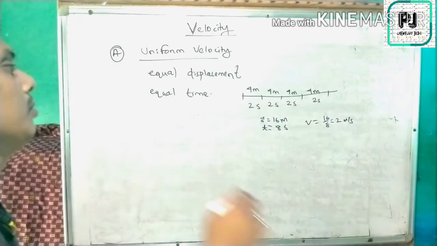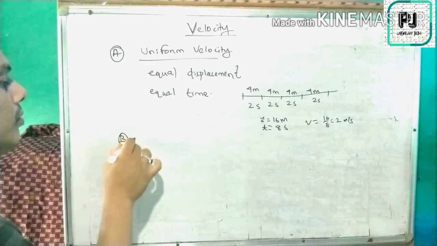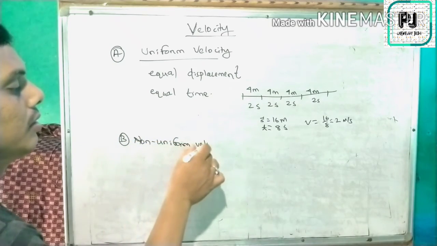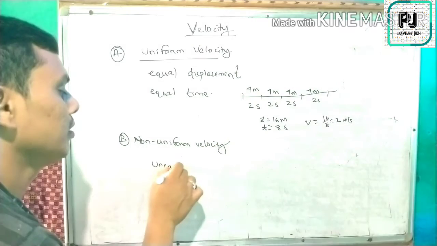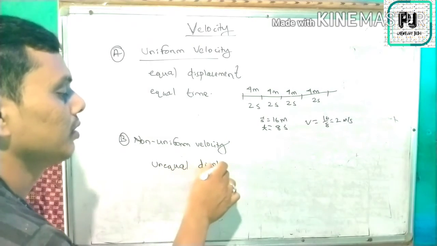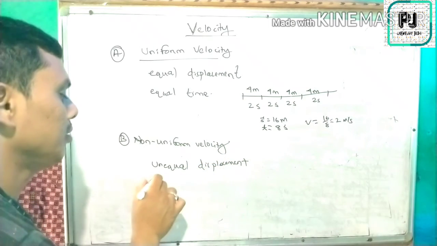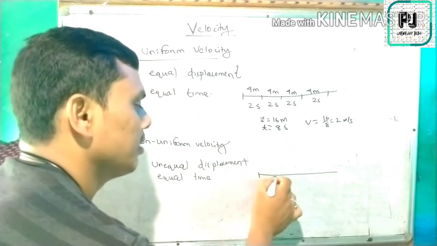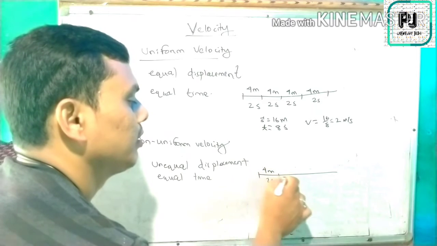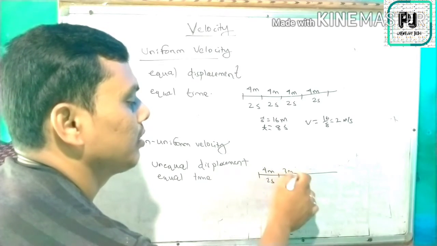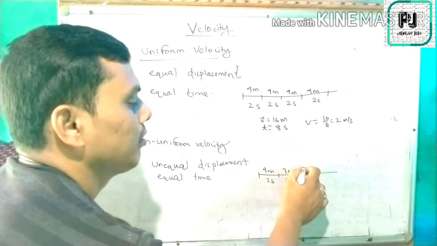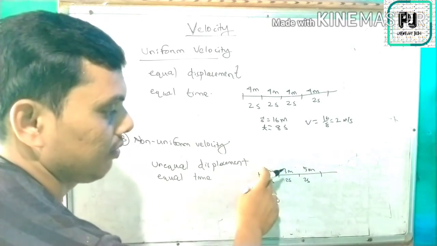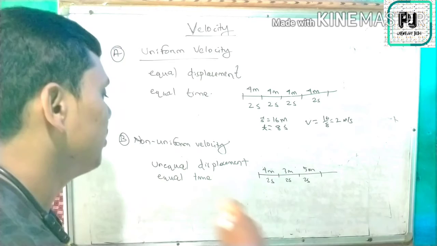Okay, now come to the non-uniform velocity. What is non-uniform velocity? Unequal displacement in equal time. That is, in every 2 seconds, it will go 4 meters. Next, in 2 seconds it will go 3 meters. Next 2 seconds it will go 5 meters, like that. So in every 2 seconds it will cover a different displacement. That is called the non-uniform velocity.